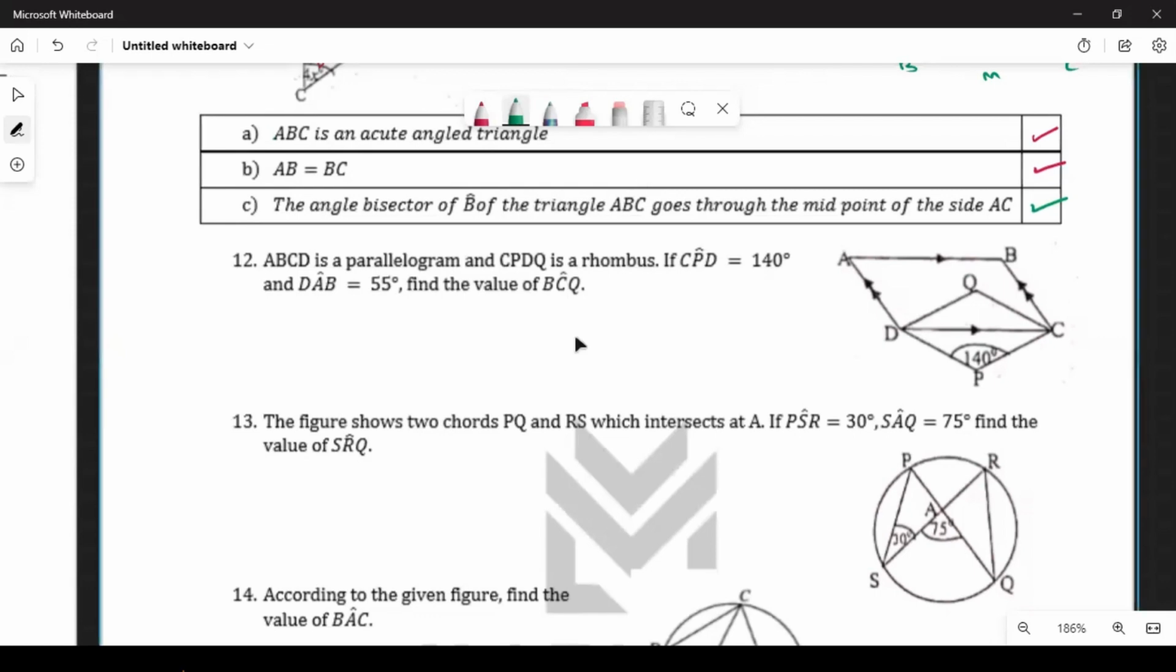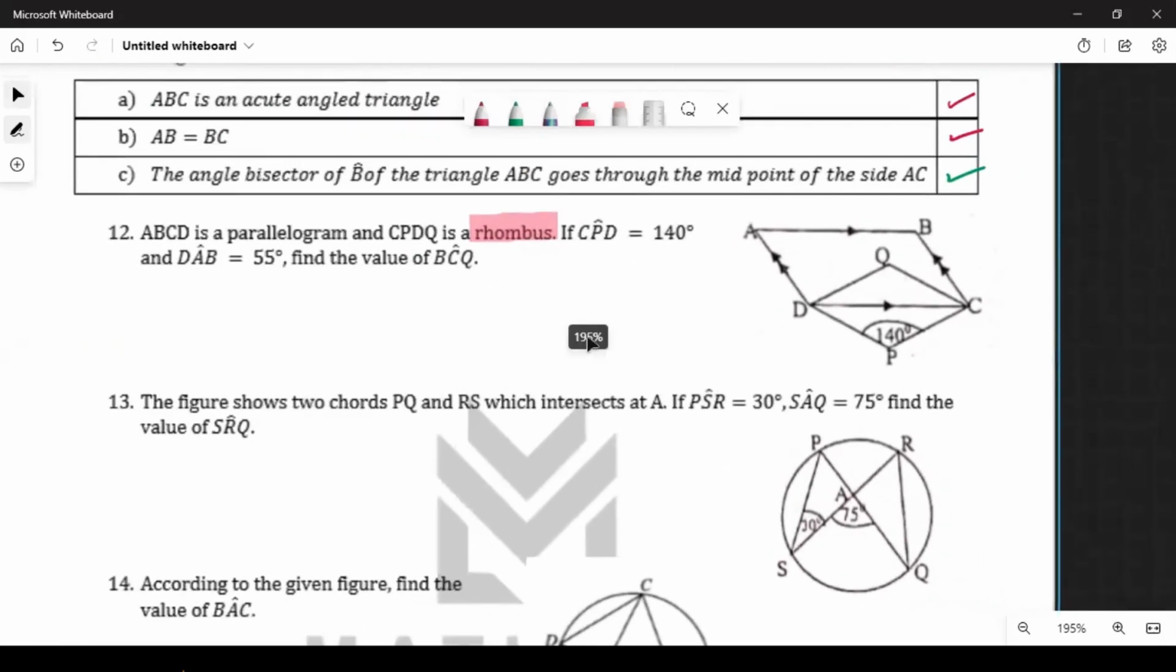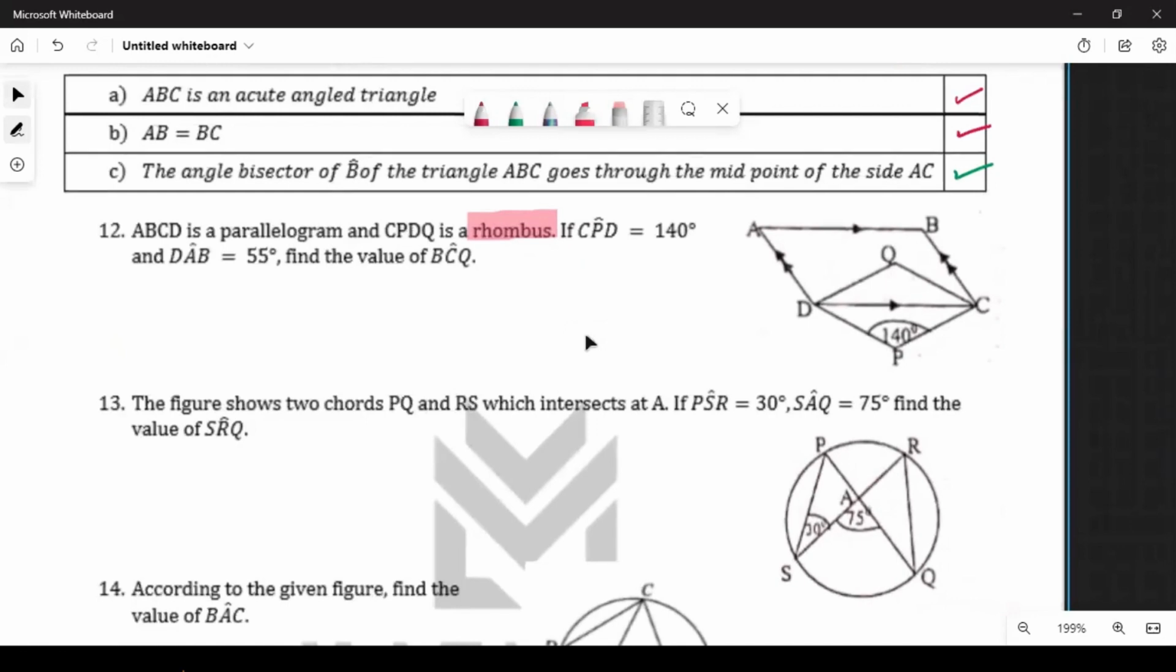All right. ABCD is a parallelogram and CPDQ is a rhombus. Listen now, this data is very, very important. A rhombus is a special type of parallelogram. Why? While it is being a parallelogram, all four sides of the rhombus are equal.